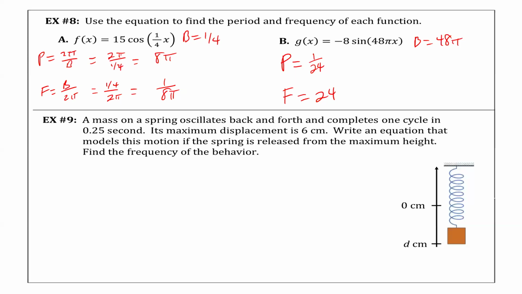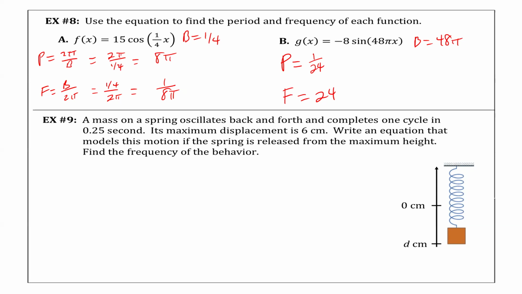All right, so picking up on our 3A.5, part two, we have here a mass on a spring oscillates back and forth and completes one cycle in 25 seconds. Its maximum displacement is 6 centimeters. Write an equation that models the motion of the spring as released from a maximum height. Find the frequency of the behavior.